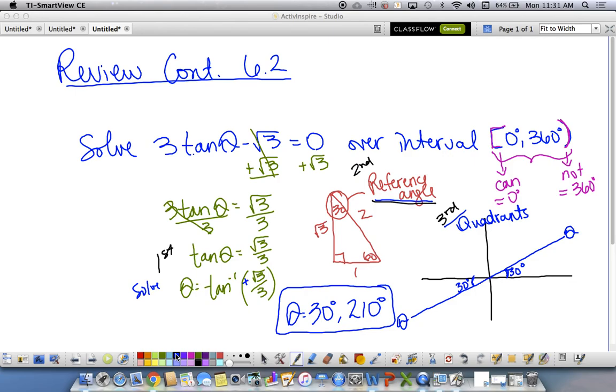Okay? Do we need to do another one like that? Yes, let's do it. Maybe one that you've had before, maybe not. Oh, I don't want to do too nice of one. We'll do this. How about cosine theta plus 2 equals 3?